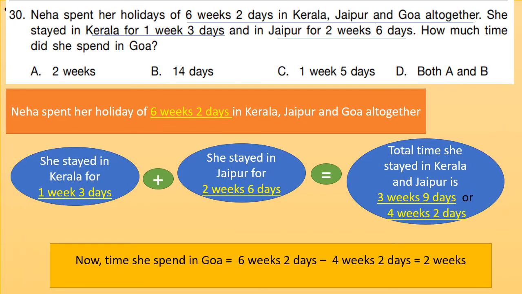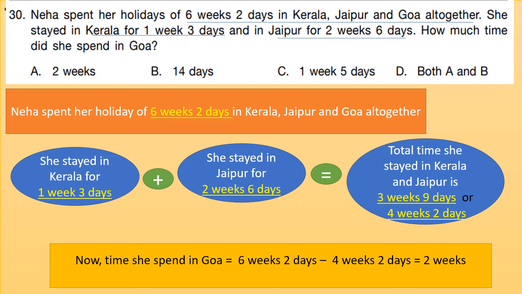Neha spent her holidays of 6 weeks, 2 days in Kerala, Jaipur and Goa altogether. She stayed in Kerala for 1 week, 3 days, and in Jaipur for 2 weeks, 6 days. How much time did she spend in Goa? Now Neha spent her holiday of 6 weeks, 2 days in Kerala, Jaipur and Goa altogether. Now she stayed in Kerala for 1 week, 3 days, and she stayed in Jaipur for 2 weeks, 6 days.